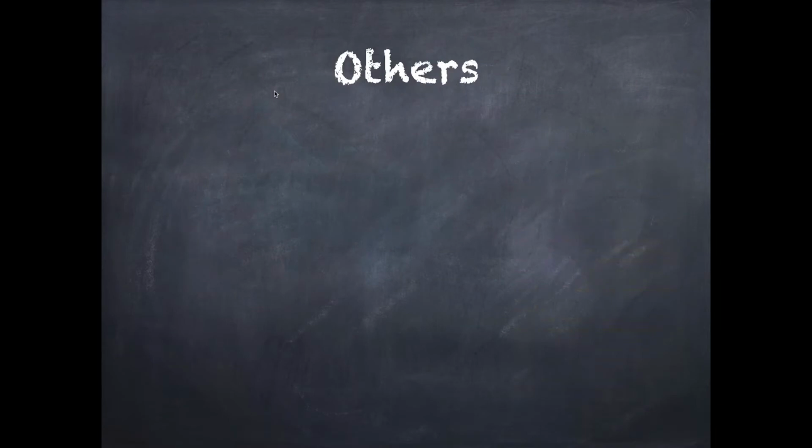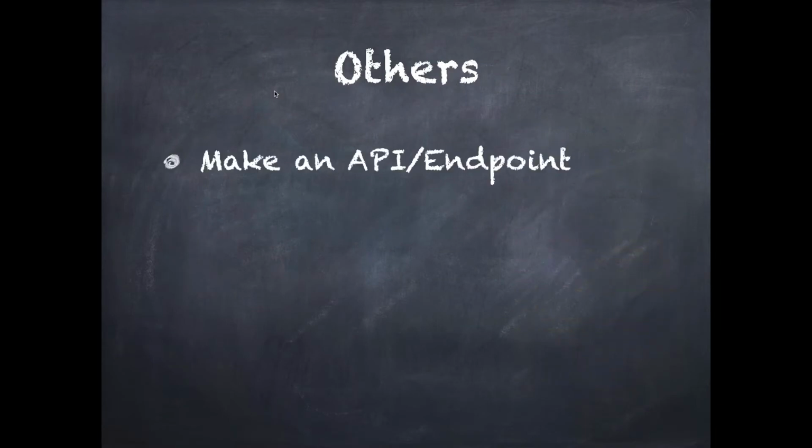Okay, some other things you can do with your extensions or add-ons. You can make an API or an endpoint so that external systems can contact you. If you need to have an external system be able to send information to you, or for example, you want to allow editing on the front end, or another system to send you information, you can expose that.